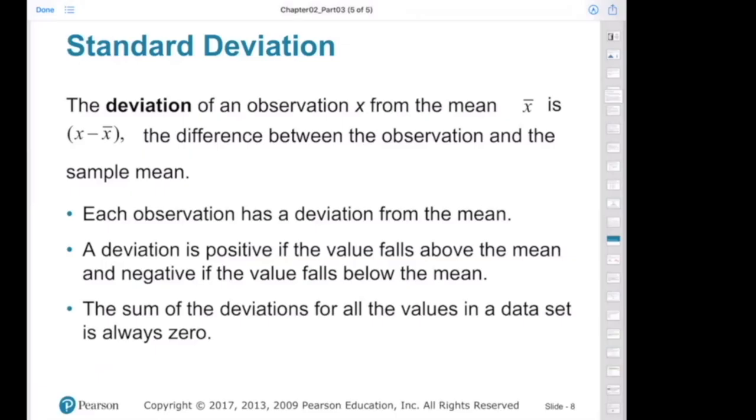So before we can find the standard deviation, you have to know what the deviation is. We said standard deviation, right? So what is the deviation? As you can see from this definition, the deviation of observation x from the mean x bar is x minus x bar. It's how far the value of x is from the mean. So we need to measure this distance from the mean to x. It's the difference x minus x bar.